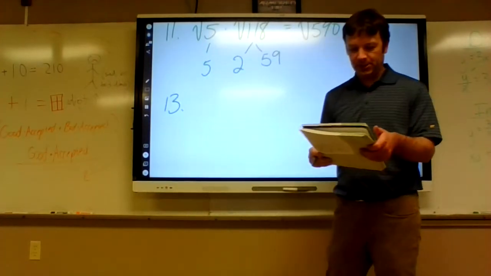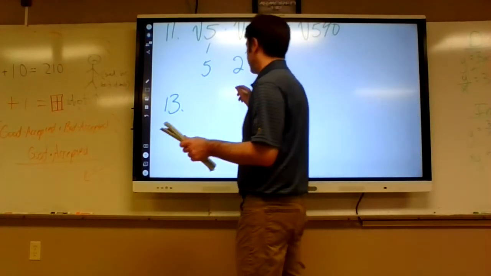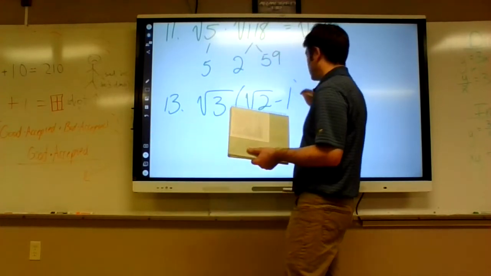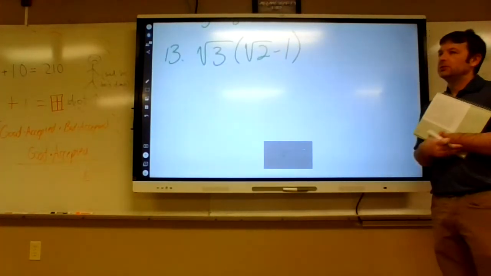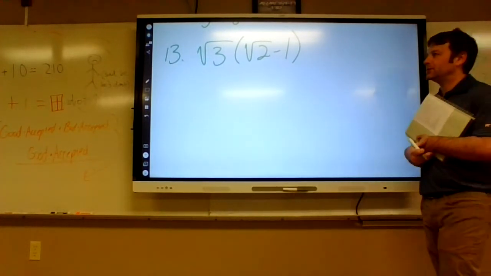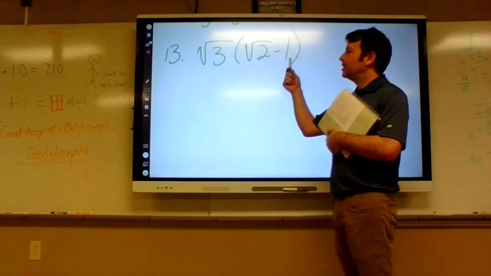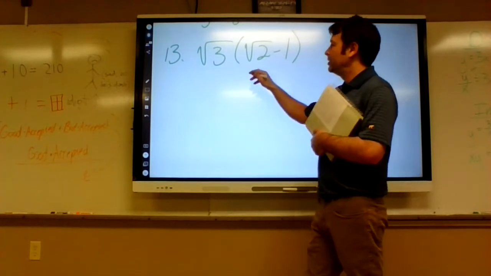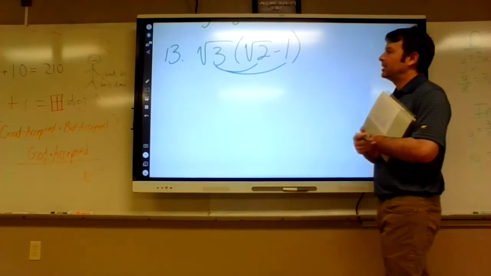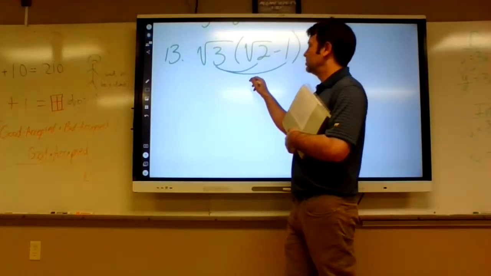13. Square root of 3 times square root of 2 minus 1. Well, guess what kind of problem this is? A math problem. Multiplication. More specific. Distributive. Right? Can I simplify square root of 2 minus 1? No, it does not simplify. But I can distribute out the square root of 3 times both those. What's the square root of 3 times the square root of 2? Square root of 6.